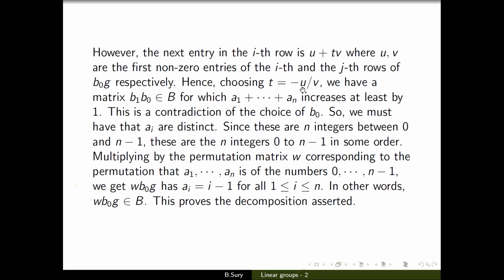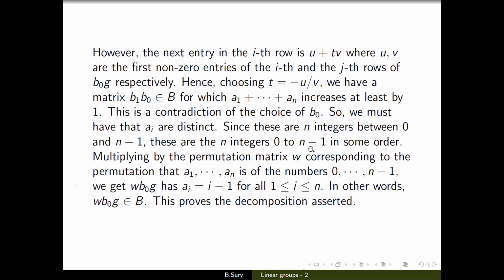So you take T to be minus U by V, and you multiply on the left-hand side by the matrix whose entries are the identity matrix, except the ijth entry is this. So this is an upper triangular matrix, and when you multiply by that, this becomes zero. In other words, you increased a_i by 1, and you have not touched the a_j's. Because when you multiply on the left-hand side by a matrix whose ijth entry is this, and whose diagonal entries are all 1, such a matrix is an upper triangular matrix, and you are not touching the other rows, leaving them as they are.